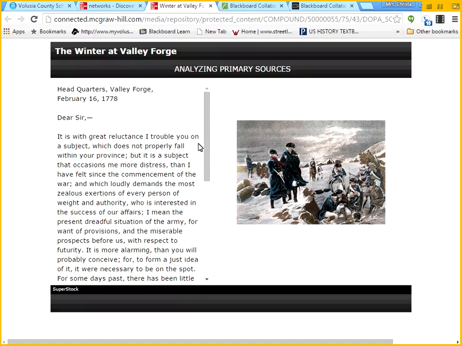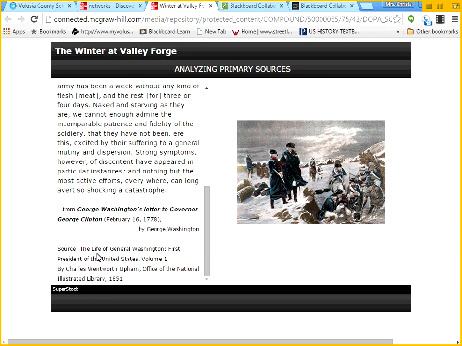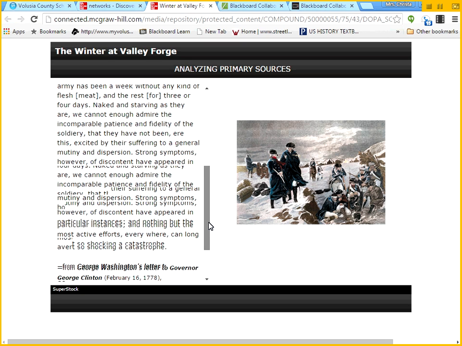Remember, a primary source is a document written or created by somebody who was at the actual event. Okay, so this primary source was taken from a book written in 1851, which is much later than the letter, right? So the book written about the life of General Washington is actually a secondary source, but the book includes primary sources in it. Does that make sense? Kind of like a textbook. Our textbook has primary sources in it, but our textbook is a secondary source.